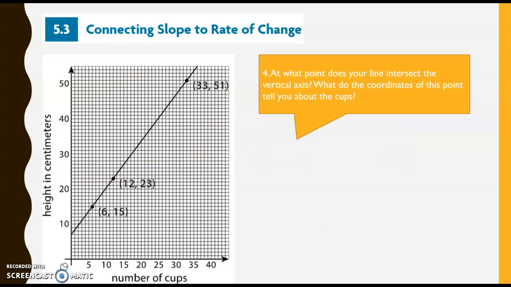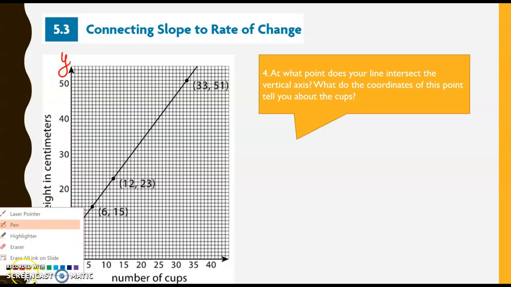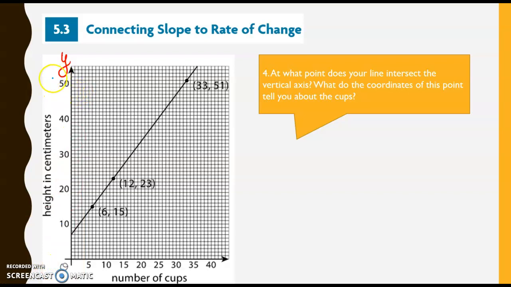At what point does your line intersect the vertical axis? This is your vertical axis right here, your y-axis, right? Let's see. So on my y-axis right here, again, it should be one straight line, but it's so hard to do on a computer. This is the point where they meet. So it is 1, 2, 3, 4, 5, 6, 7. So I meet at 7.